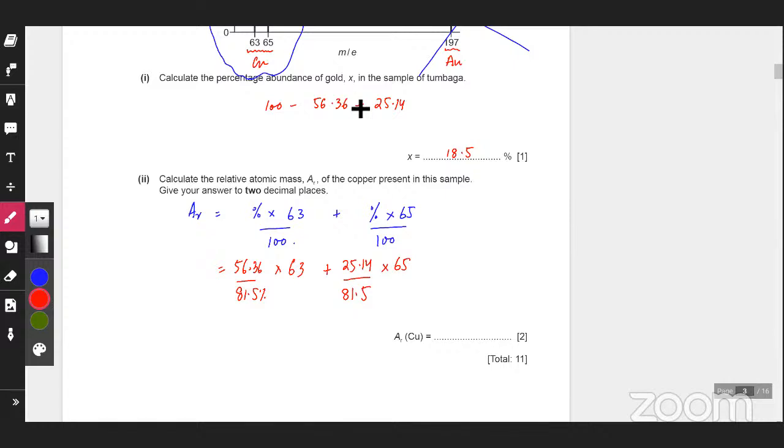And then you add the other one, which is 25.14 divided by 81.5, and you multiply that by 65. So I'm getting 63.616. So how many significant figures should I use?